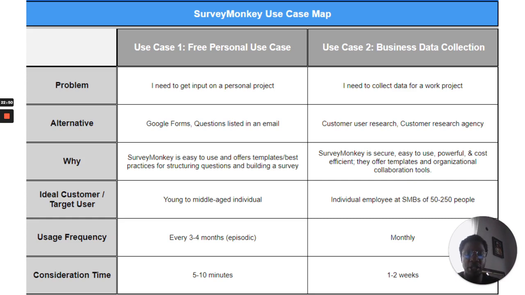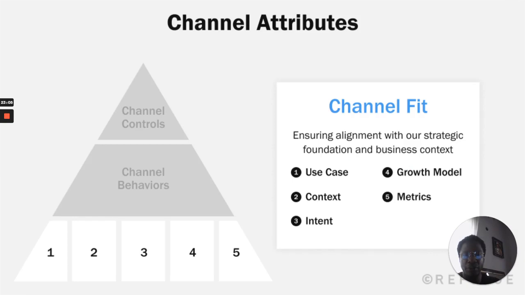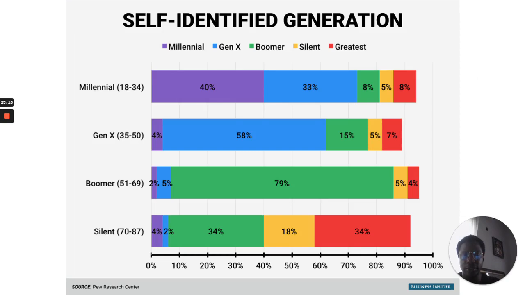So young to middle age individuals will be millennials, that's 18 to 34. So SurveyMonkey wants to ask, where are my users typically? Which channel are they on? That's the first part of the pillar you're looking for to know whether a channel fits what you want to achieve. The second thing is the context.